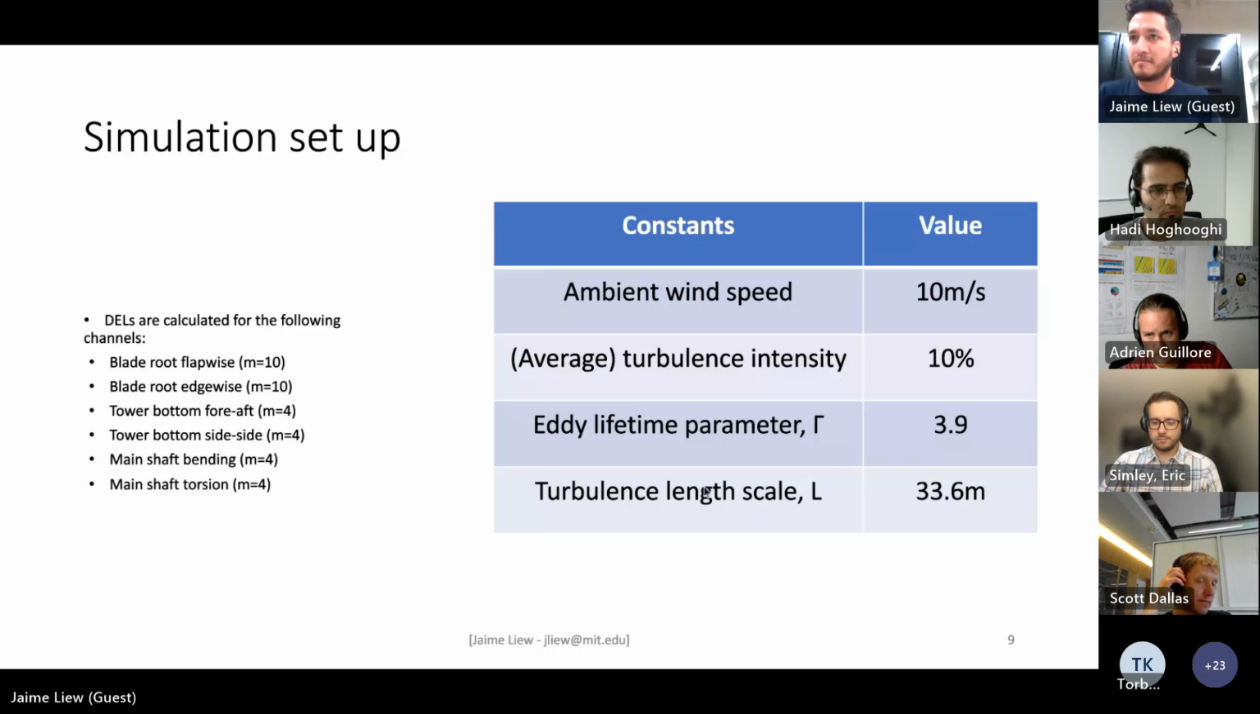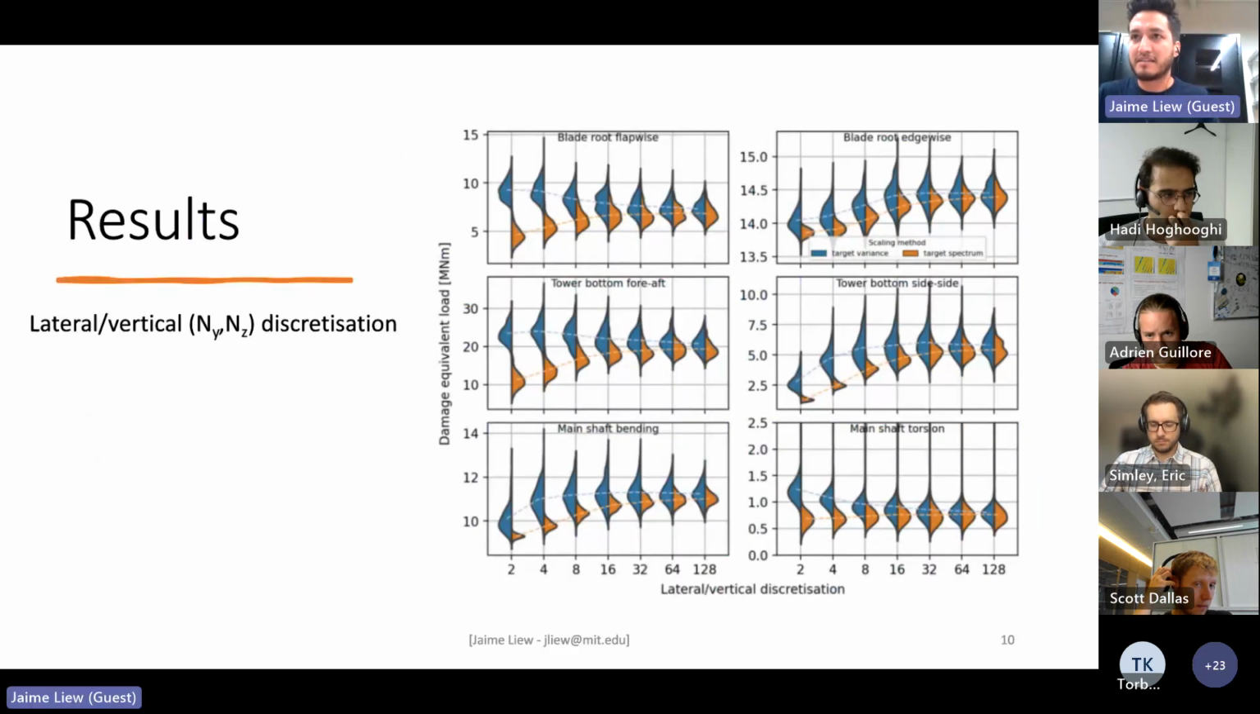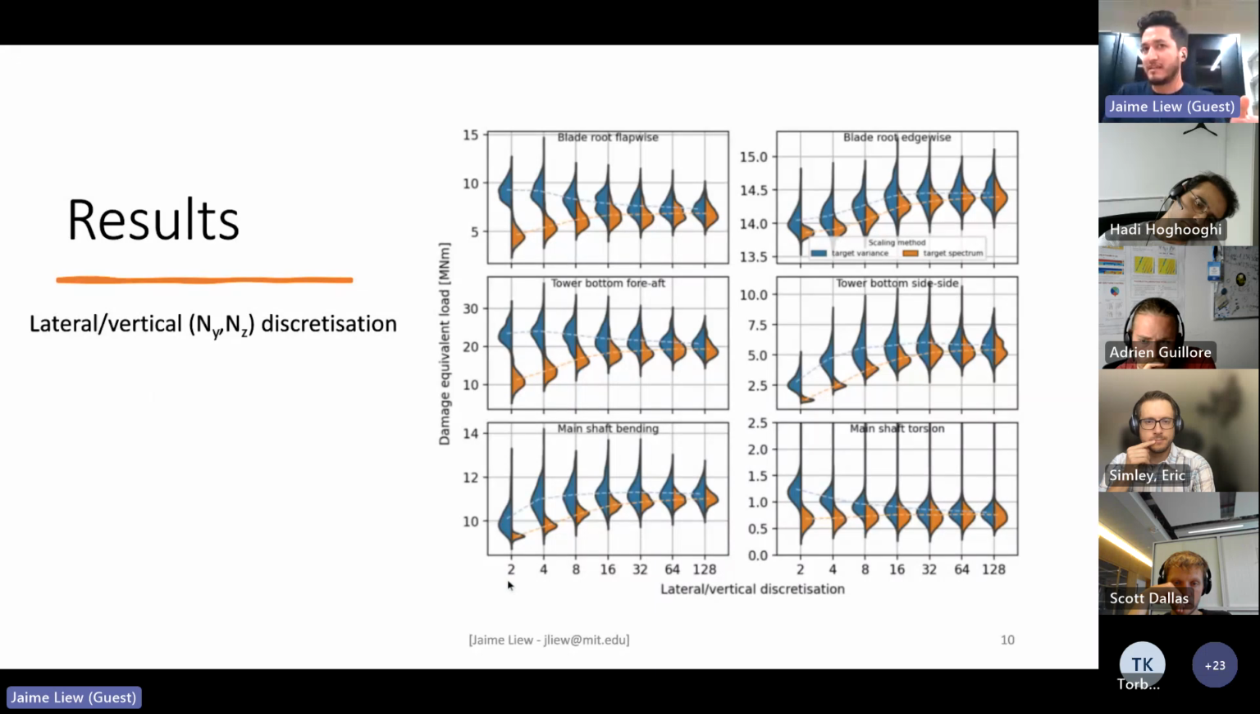All right, so let's dig into the results, and I'll walk through this because there's a lot of data on the screen here. So this is the results for what happens when you vary the lateral and vertical discretization. I started low, like a 2 by 2 grid over the rotor, and I go all the way up to 128. Actually, I go up to 256, but I'll explain why that's not here in a moment. So all the way up to 128 by 128 points over the rotor.